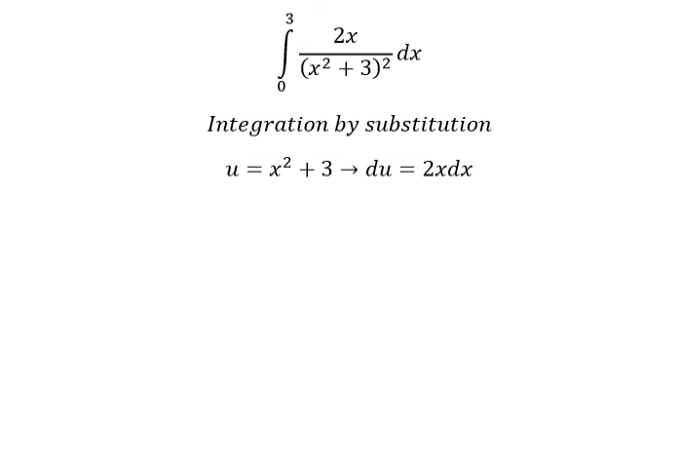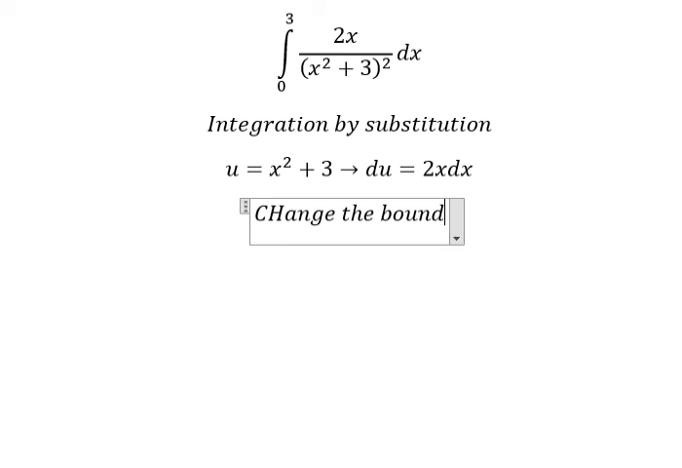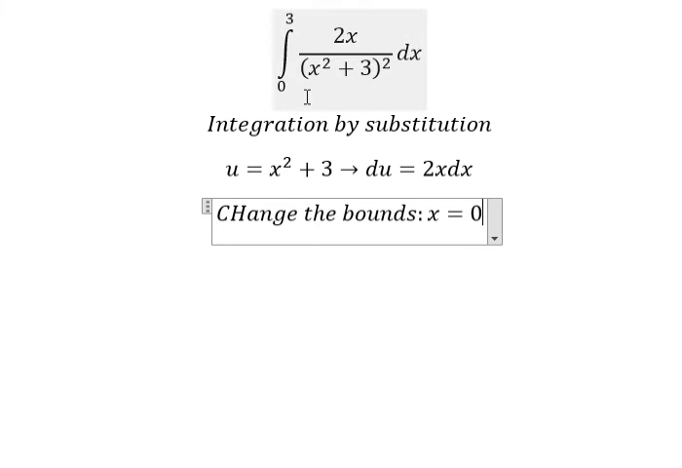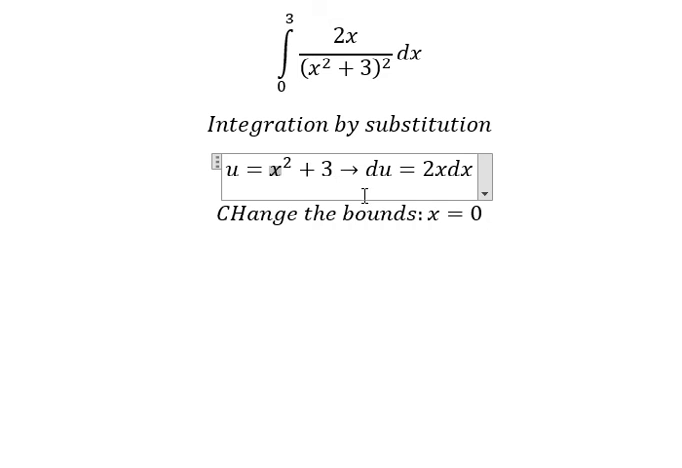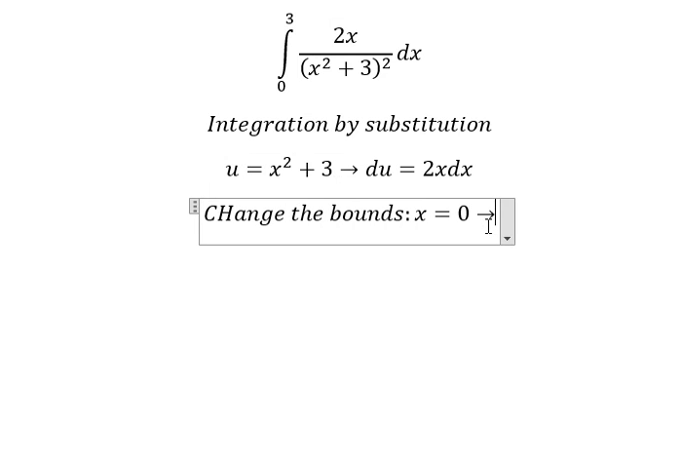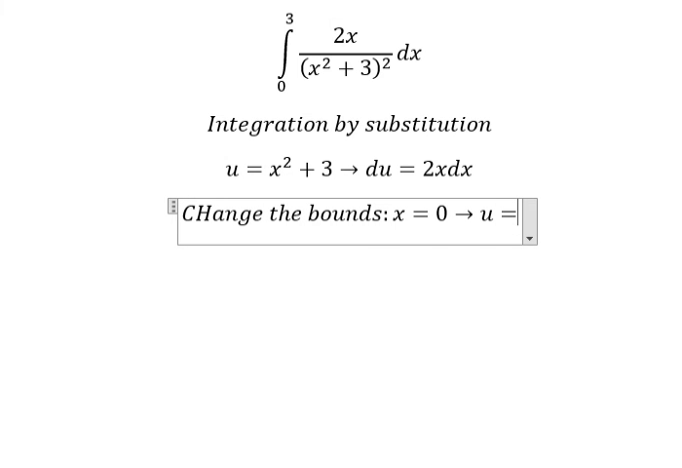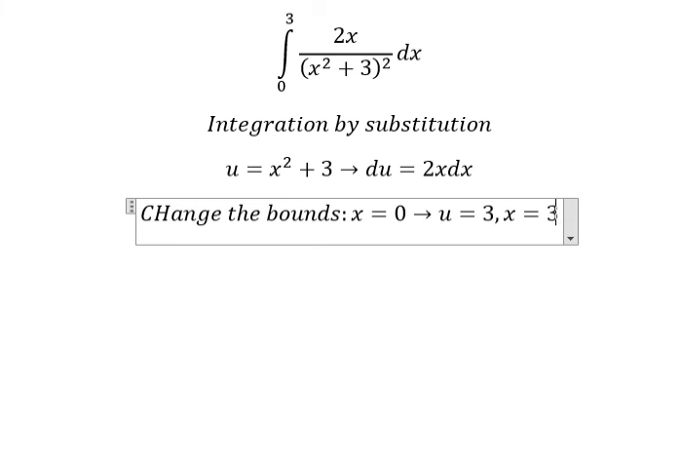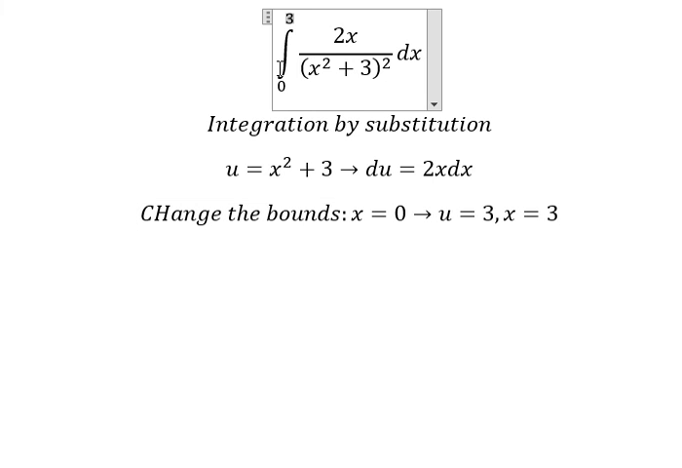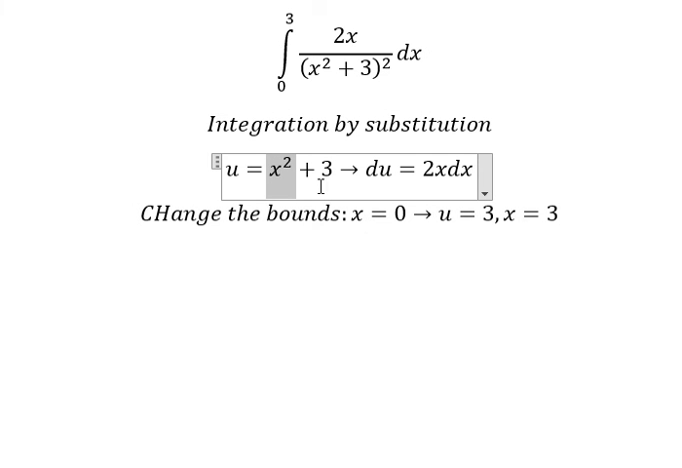Next, we need to change the bounds. When s equals number 0, I will put number 0 here, and then we can find the value of u. So u equals number 3. When s equals number 3, we put number 3 here, and we have 3 squared plus 3, and we have number 12.